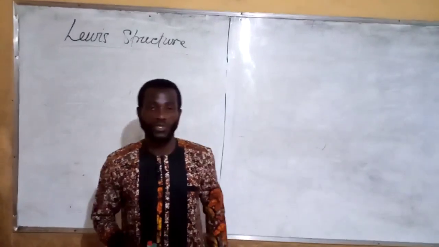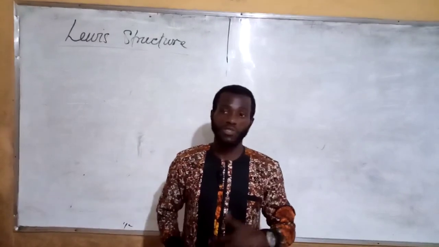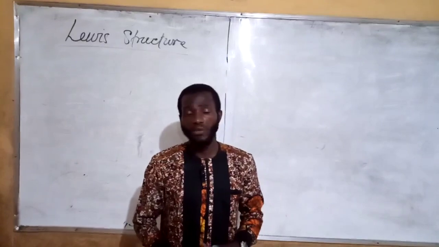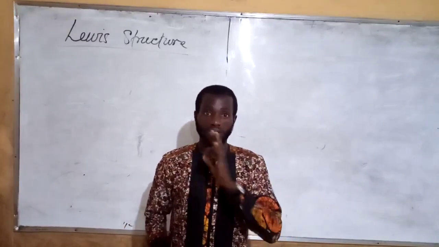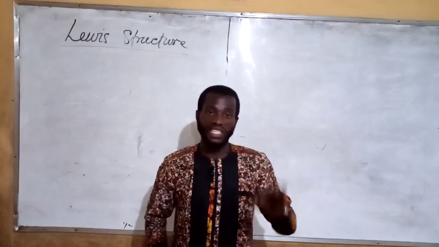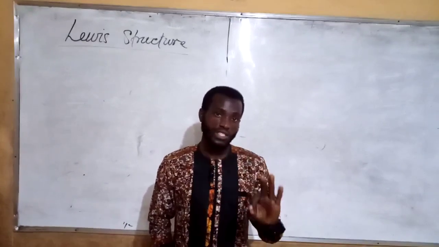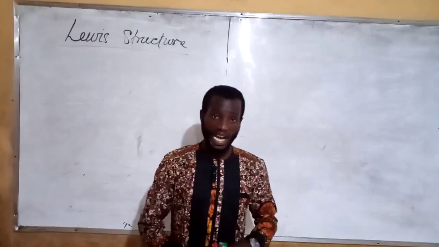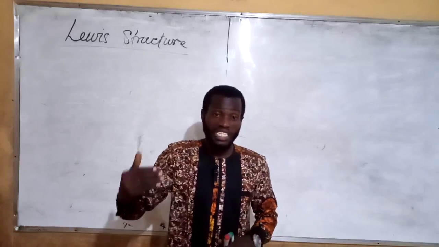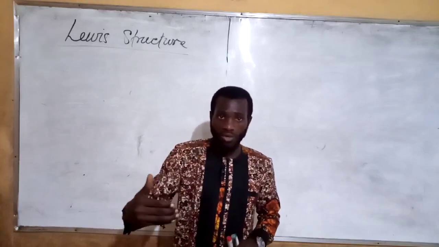In this video, we are going to be talking about drawing the Lewis structure. Firstly, we must understand what the Lewis structure is. The Lewis structure is basically a structure that shows the symbol of an atom and the number of valence electrons that it has. Valence electrons means the number of electrons on the outermost electron shell.